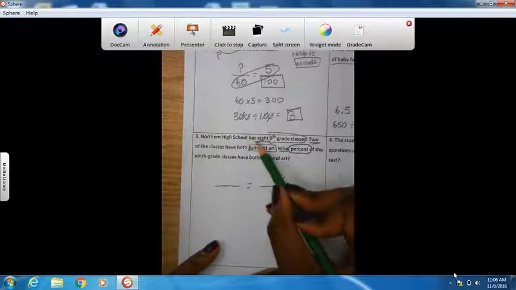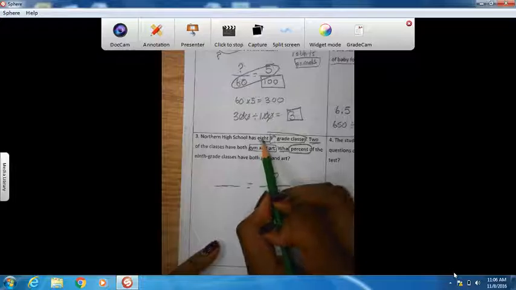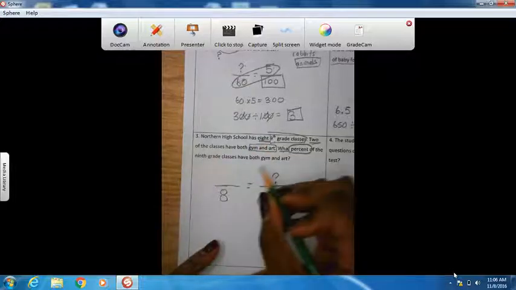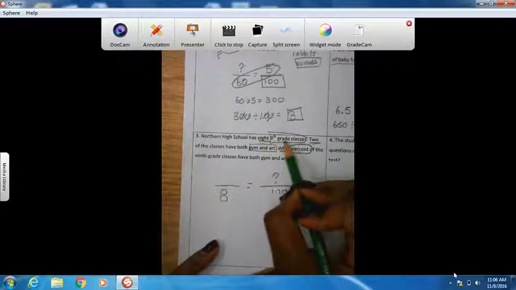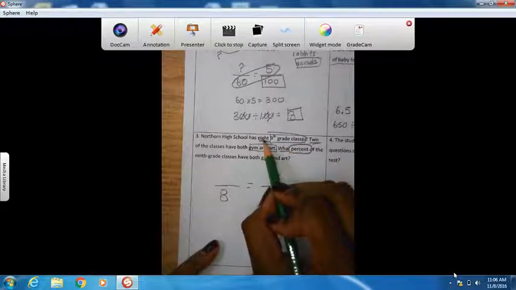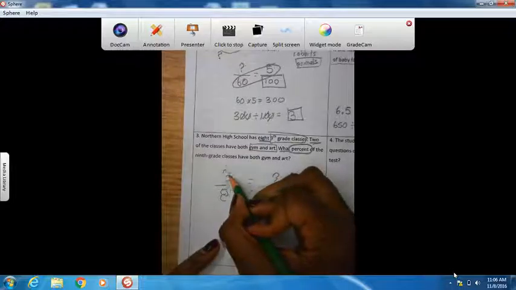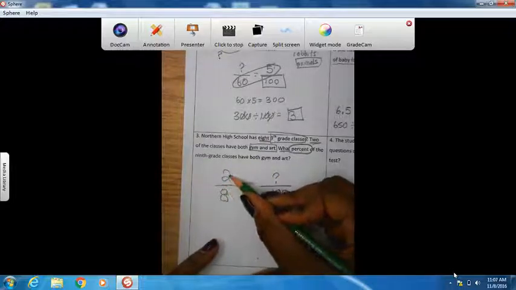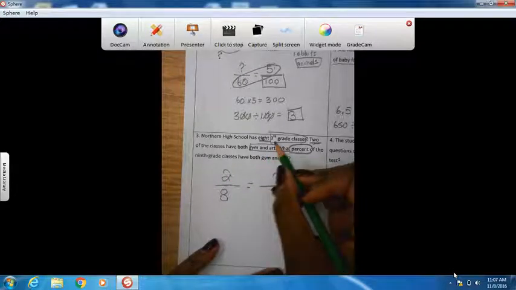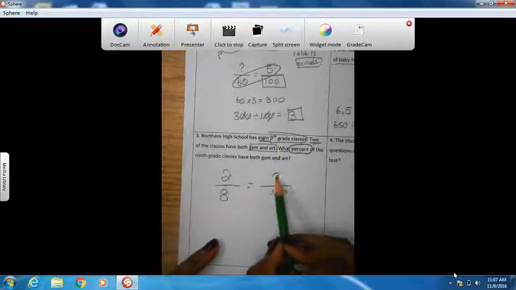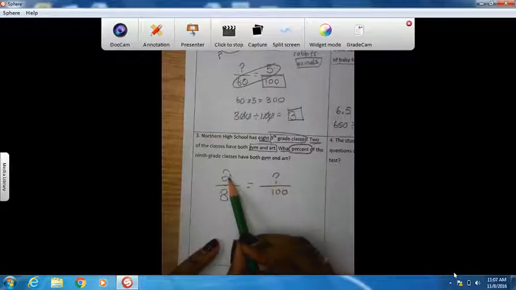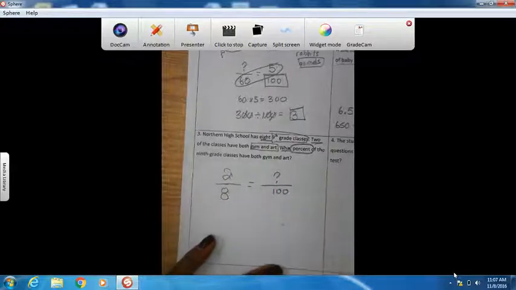Northern High School has 8 ninth grade classes. I'm going to write that as my total because in all, the whole ninth grade has 8 classes. That's the total. And 2 out of the 8, part of the 8, these 2 classes have gym and art. And this percentage up here is going to let us know what percent this 2 actually is. So let's go ahead and solve.